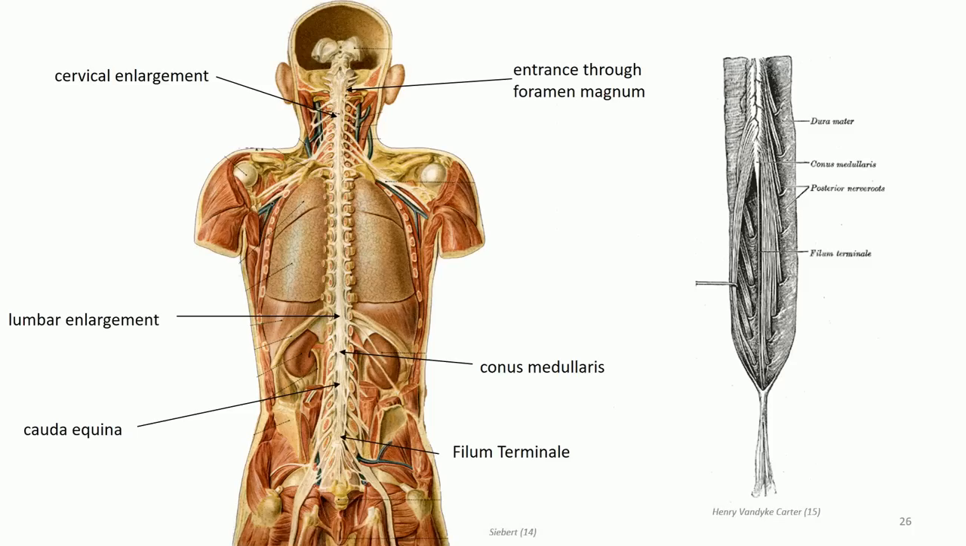Here's a depiction of the spinal cord in situ. Notice, as we have mentioned, the location of the cervical and lumbar enlargements and the terminal tip of the cord, known as the conus medullaris, at the level of L1. The cauda equina and filum terminale are found in the lumbar cistern inferior to the conus medullaris.